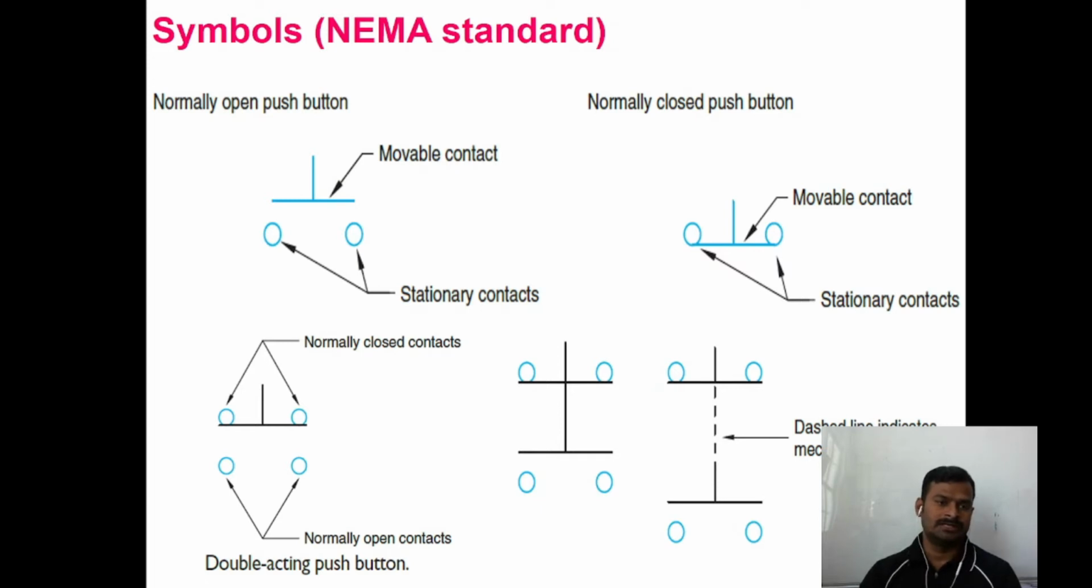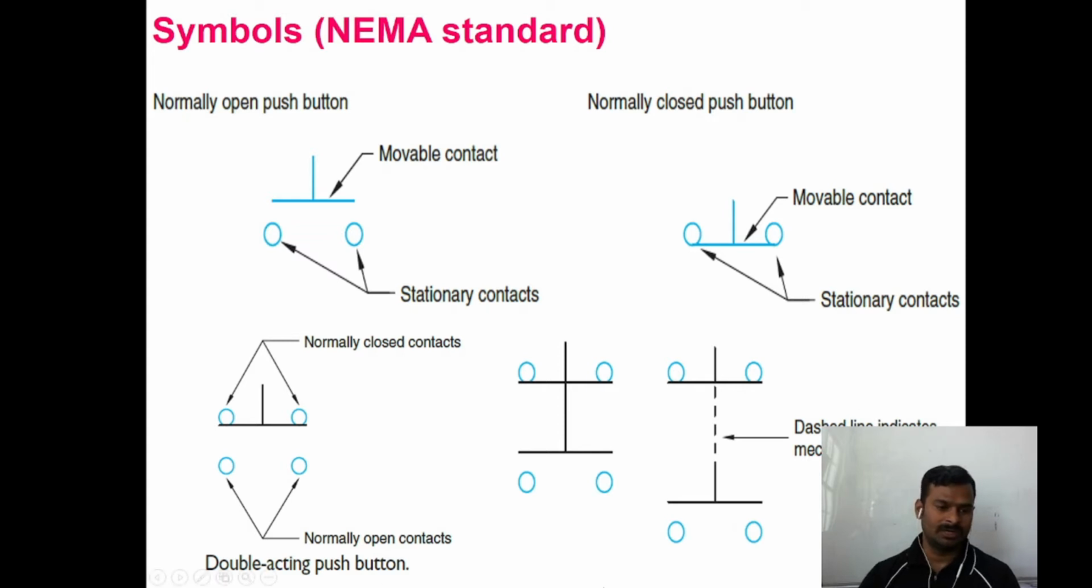So the first one is push buttons. Push buttons are the switches which are used to start and stop the motors. Different types of push buttons are used with respect to different applications. The very normal ones are the normally open push button type and the normally closed push button type, which are used for starting the machine and stopping the machine respectively. In some cases we also have double acting push buttons, where the same push button has NC contacts as well as normally open contacts.